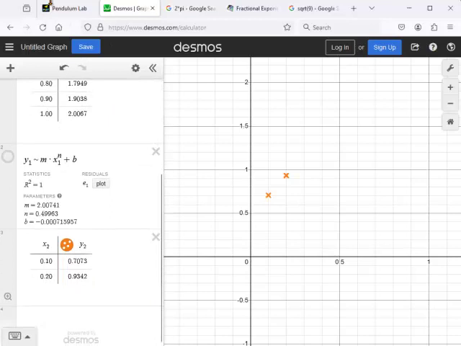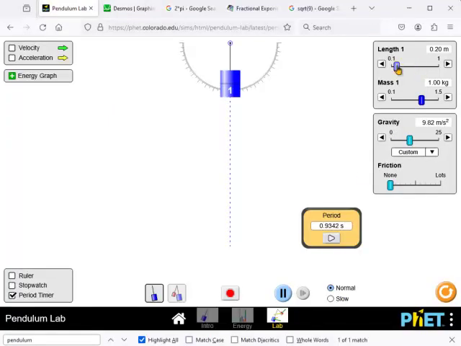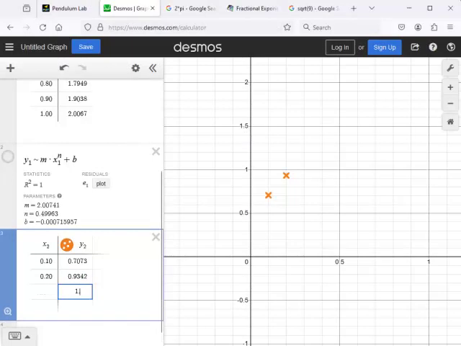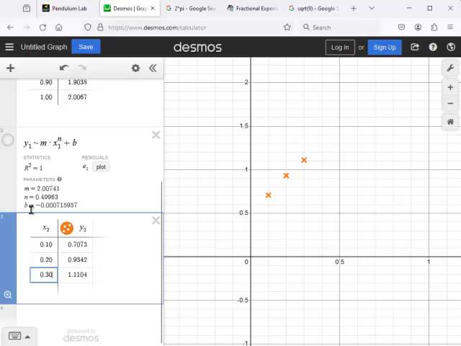I'm going to take one more data point here. So at 0.30, oh, I have to actually let it swing. There we go. 1.1104. Should type that first. It's just easier to remember that way. And there we go. And then, of course, we do a regression curve for this, a model.